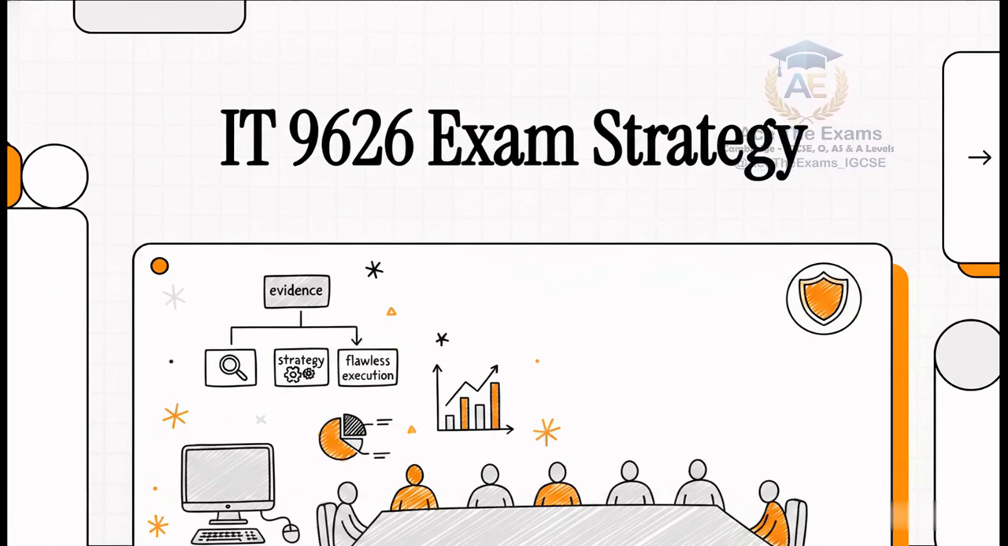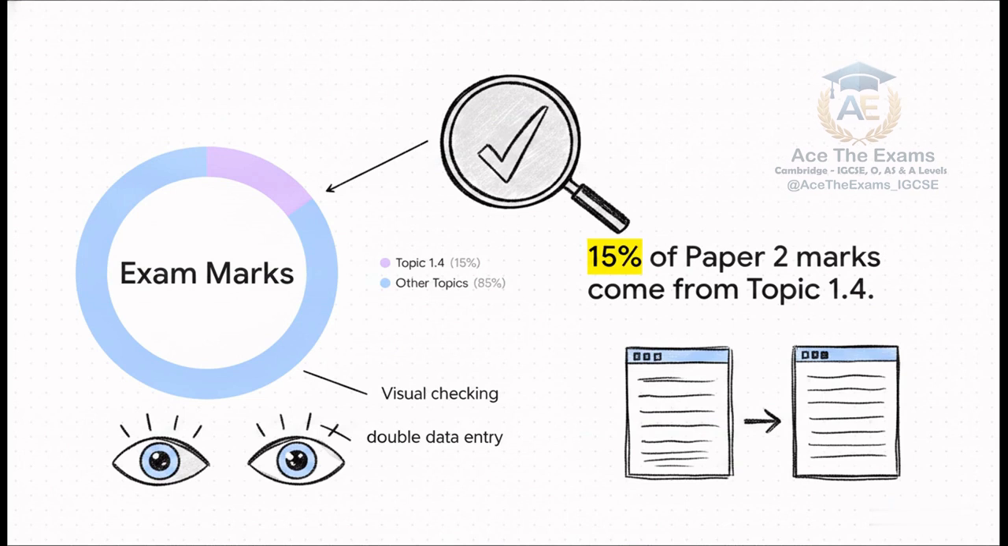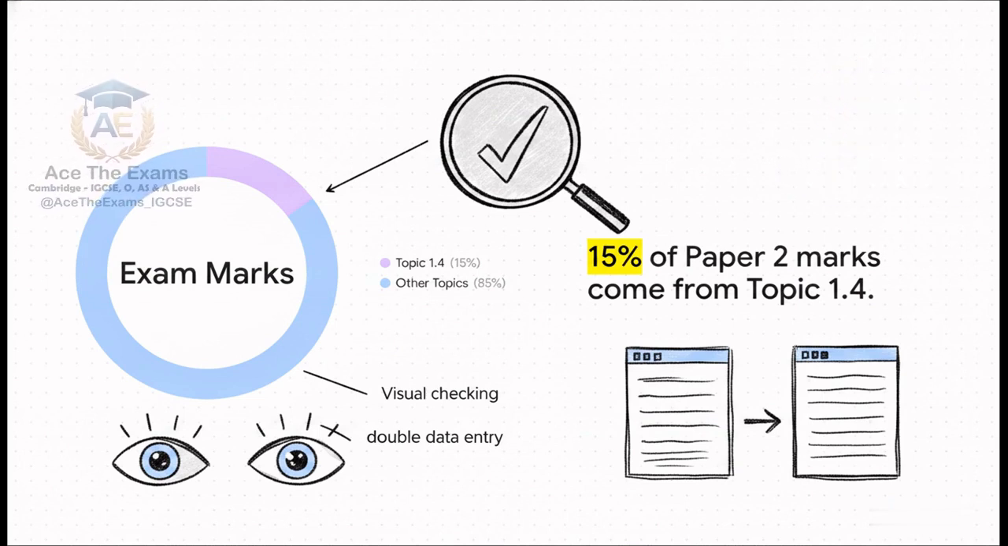Exactly. So today, we're going to break down exactly what the board is looking for in one of the most critical areas of your entire syllabus. Now, take a look at this. The crucial takeaway here is topic 1.4, verification methods. We're talking specifically about visual checking and double data entry.